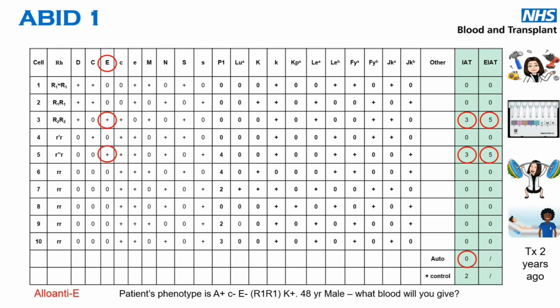So now you've identified this, you know it's an alloantibody. You don't need to do anything else. What blood are you going to issue at this point? If anyone would like to jump in, feel free.